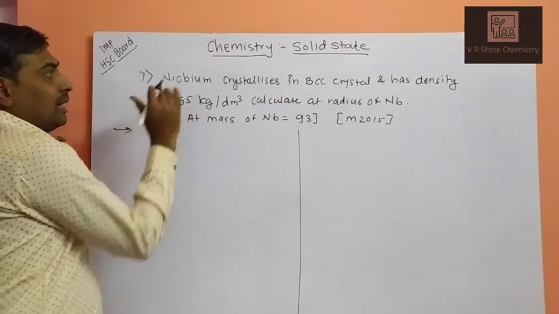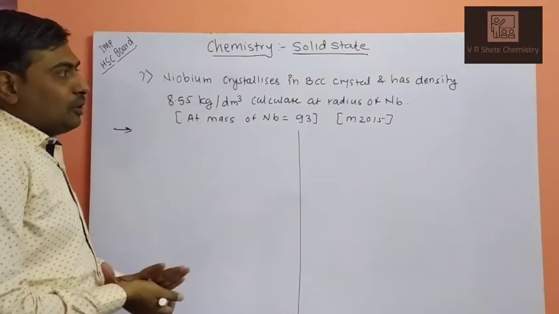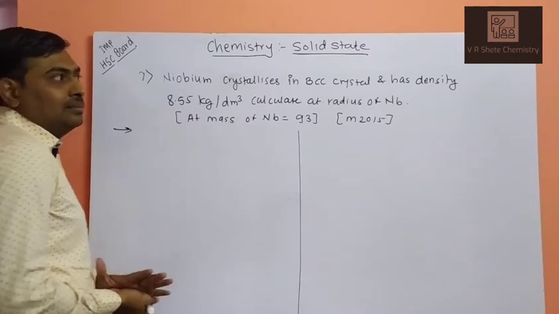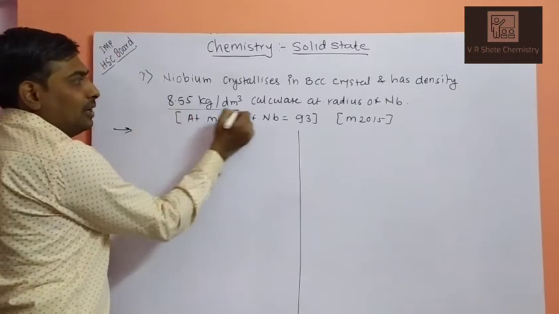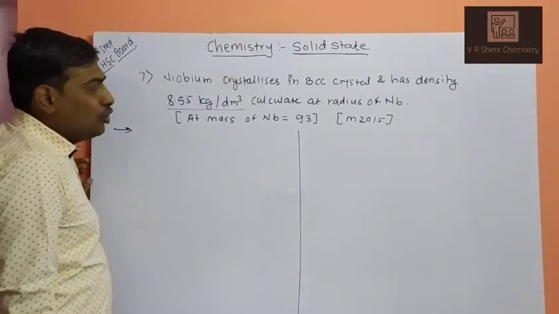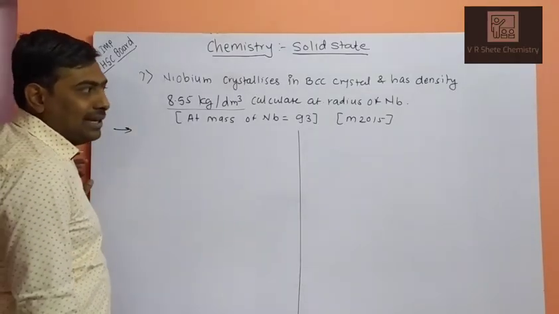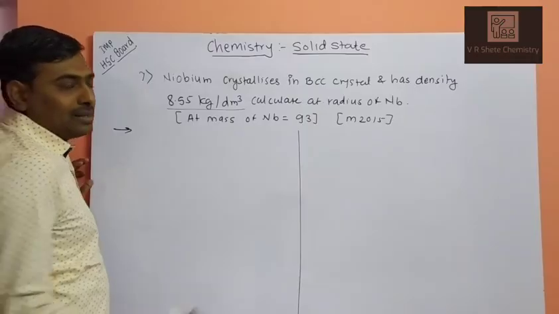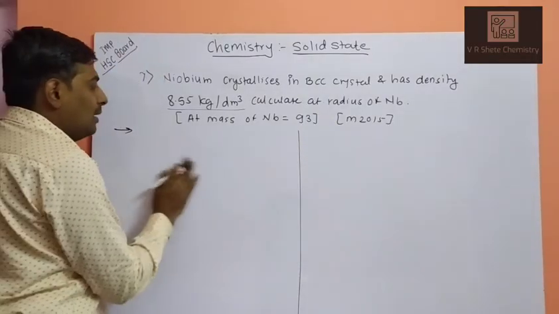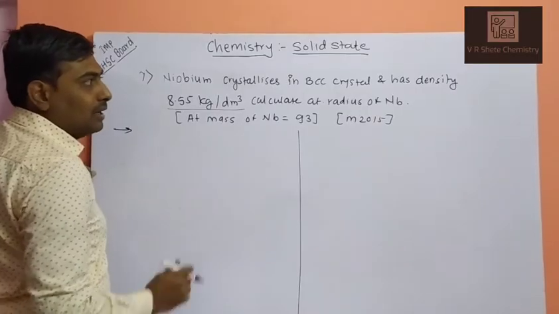Next question, again a numerical with the same formula. Niobium crystallizes in BCC, body centered cubic structure, and has a density of 8.55 kg per decimeter cube. Calculate the atomic radius of niobium. Atomic mass of niobium is given, 93. It was asked in March 2015. We have the same formula. Before moving to the formula, we'll collect the details.